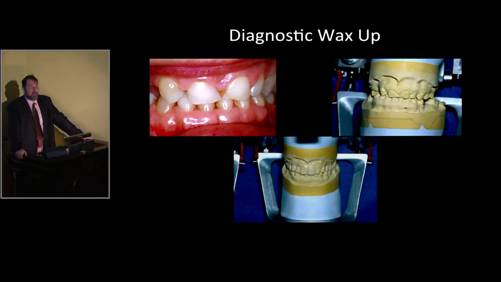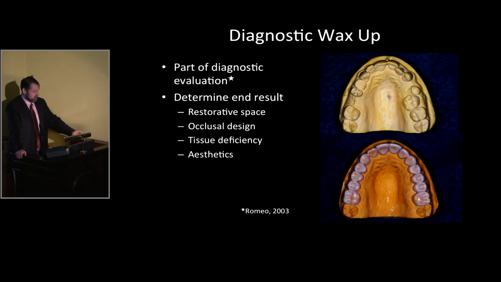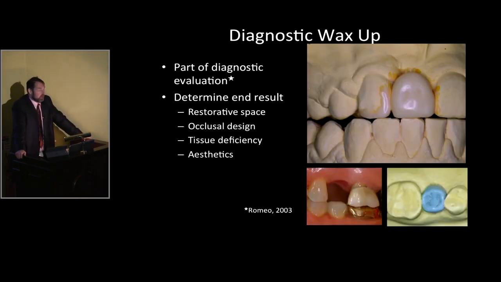Finally, once the casts are mounted, it may require that we use a diagnostic wax-up, and you should be aware of what you can achieve with a diagnostic wax-up. The diagnostic wax-up can determine the end result of treatment. It can show us things like restorative space, what sort of occlusal design we're going to use. Are there tissue deficiencies?